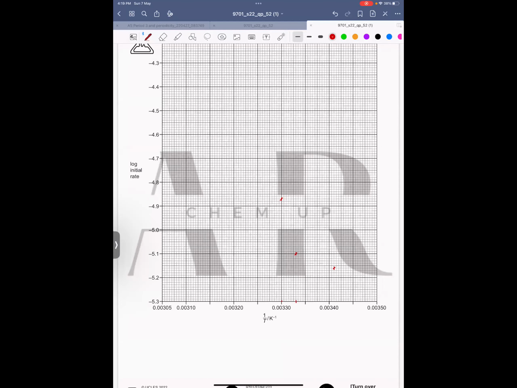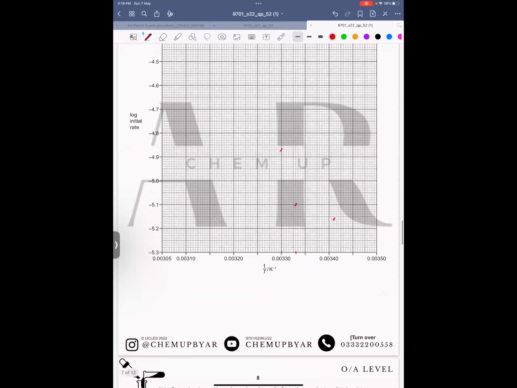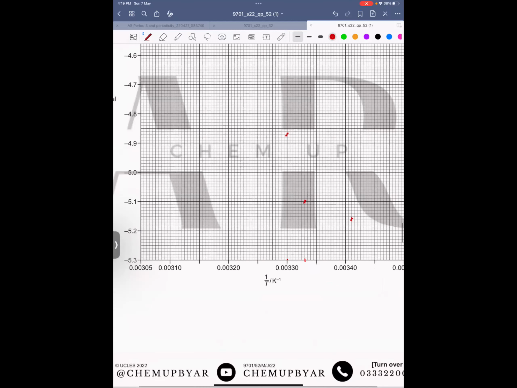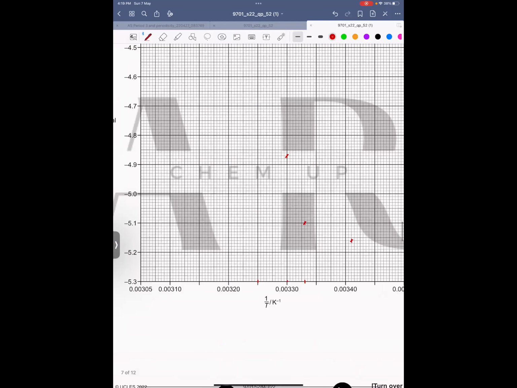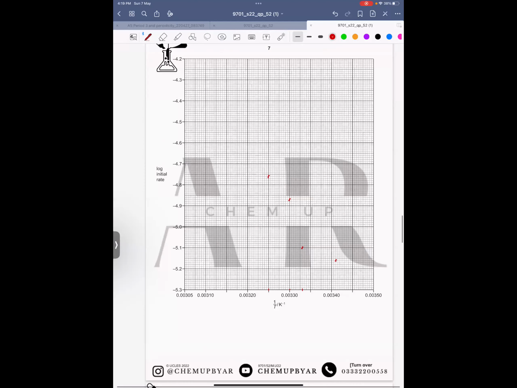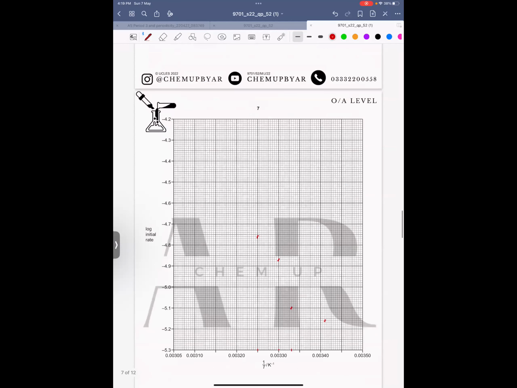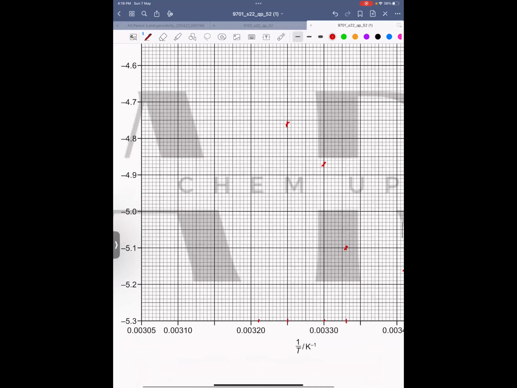Yeah. Then we have 4.325 and 4.84. 325 and 4.84. So 4.84 would be this point. And then we have 321 and 4.66. 321 and 4.66. So here it's 4.6 and 4.66 would be over here.